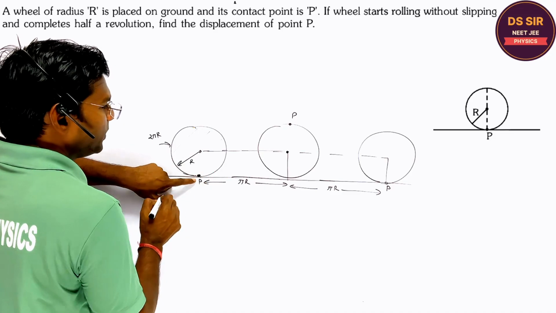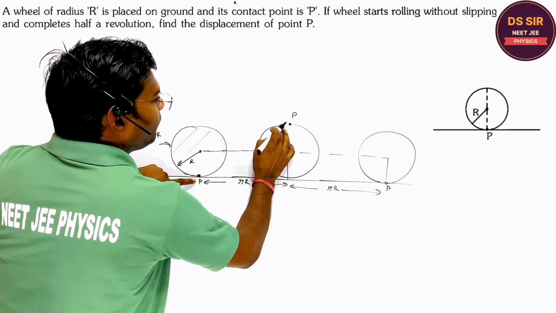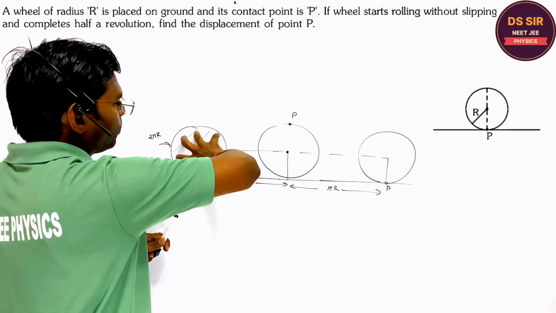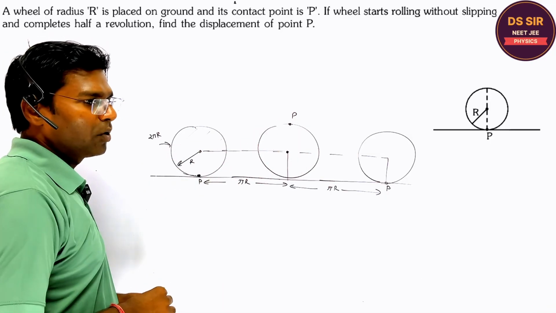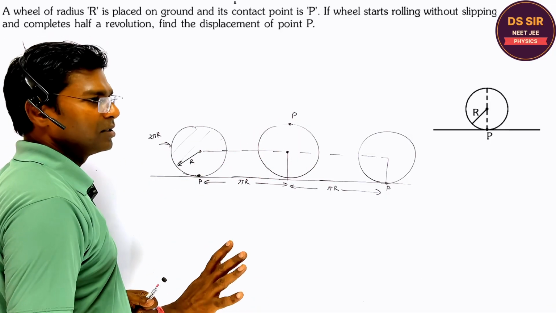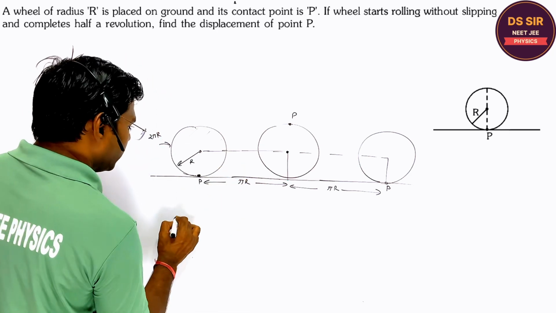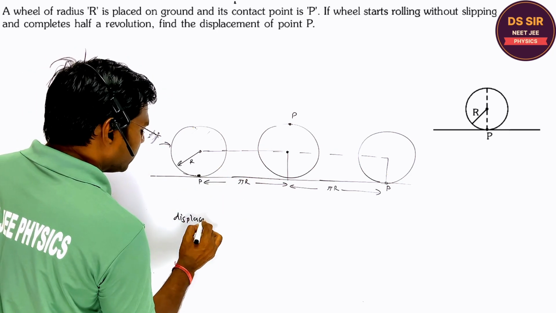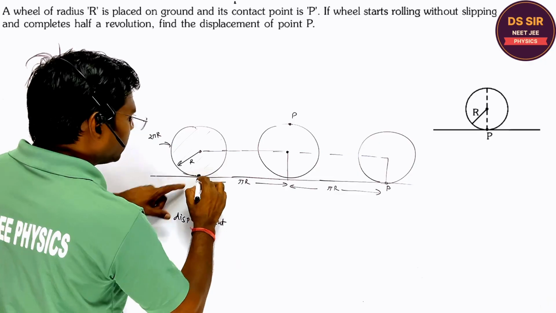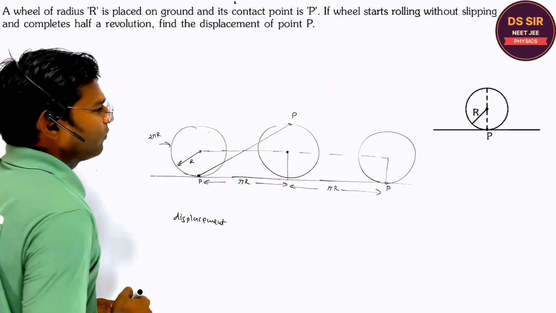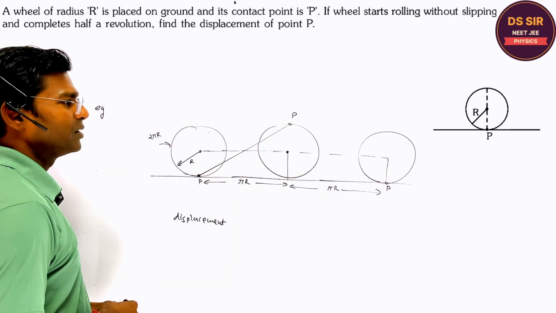The initial position of point P is on the ground, and in half revolution this point P will definitely reach the top, or not? Yes, it will reach. Right. What is the displacement, you will say? Tell me. Displacement is nothing but the line joining the initial to the final position.